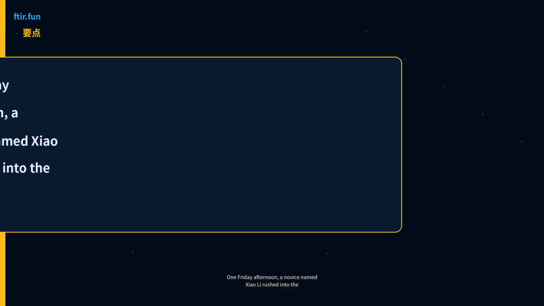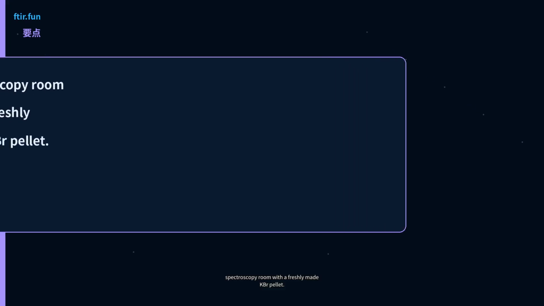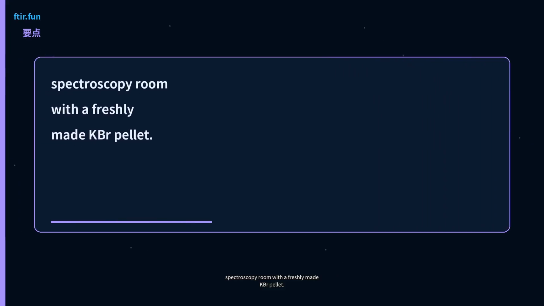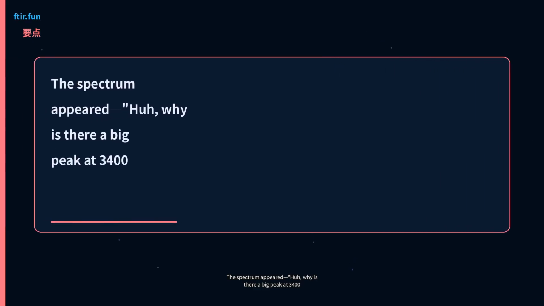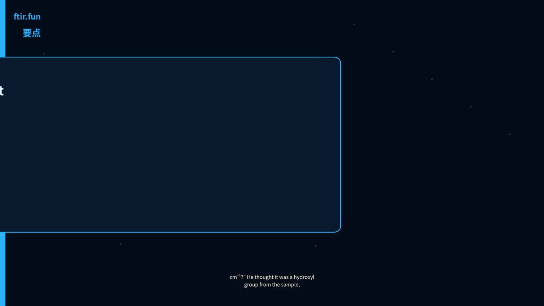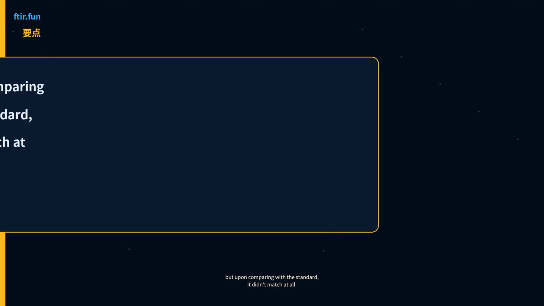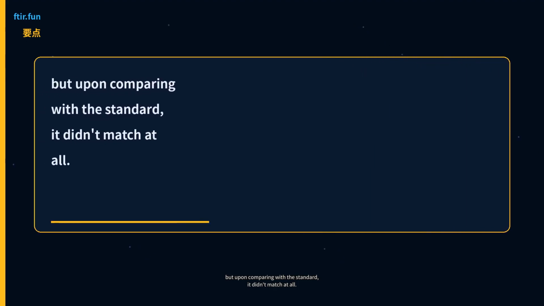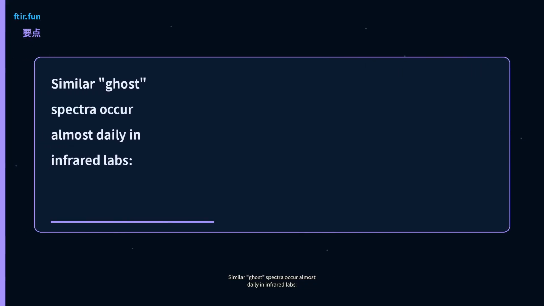One Friday afternoon, a novice named Xiao Li rushed into the spectroscopy room with a freshly made KBr pellet. The spectrum appeared. Why is there a big peak at 3,400 cm⁻¹? He thought it was a hydroxyl group from the sample, but upon comparing with the standard, it didn't match at all. Similar ghost spectra occur almost daily in infrared labs.